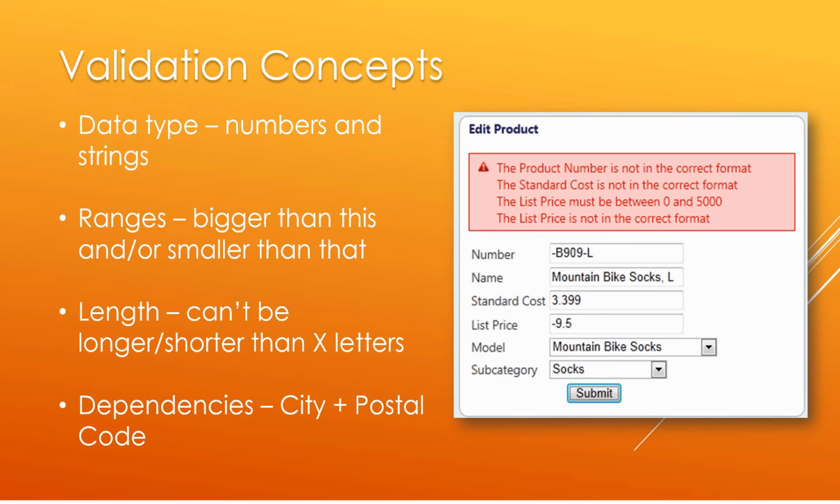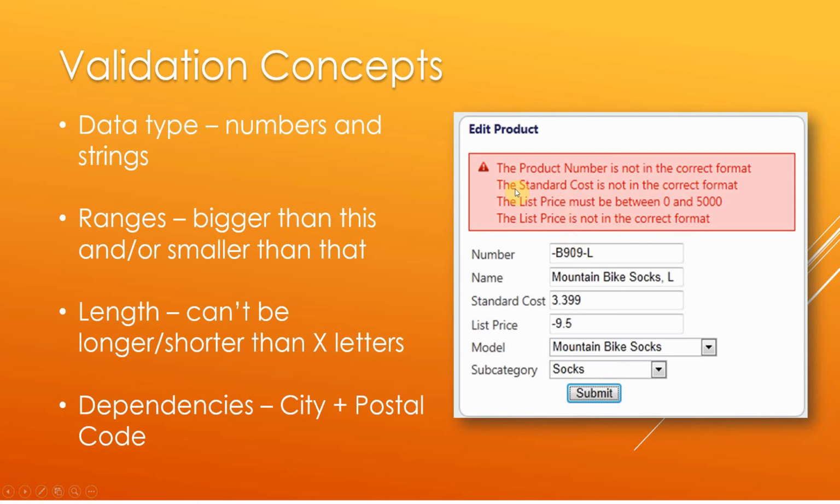Now let's look at this exercise on the right here. It says the product number is not in the correct format. We have a product number of -B909-L. Now first off, we don't know what their product number format is, but we can imagine that having a minus in front is most probably not valid, or having any minus in it might not be valid. If we had to guess, their product number might also not allow letters, but let's not get too carried away there.